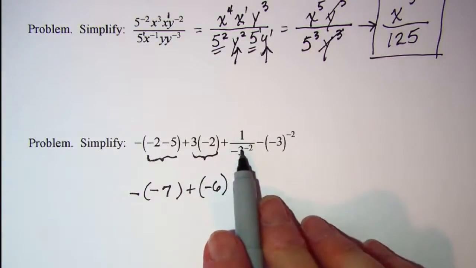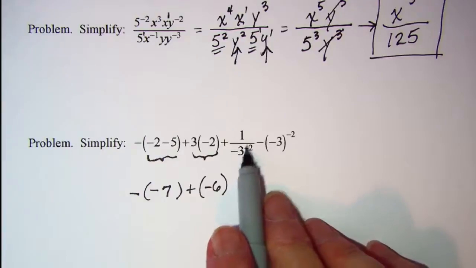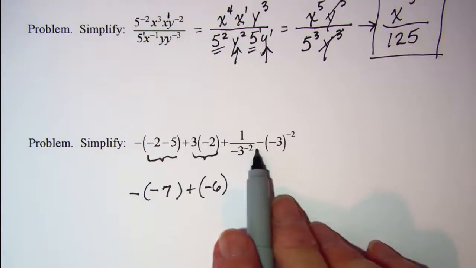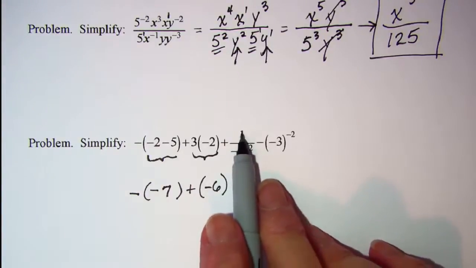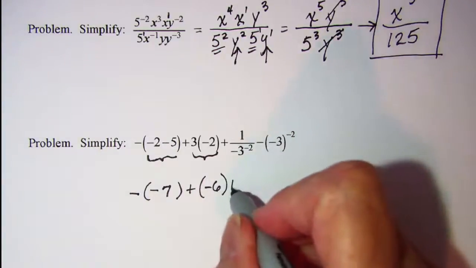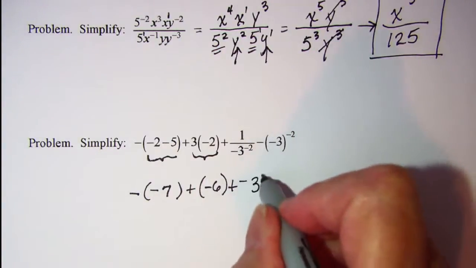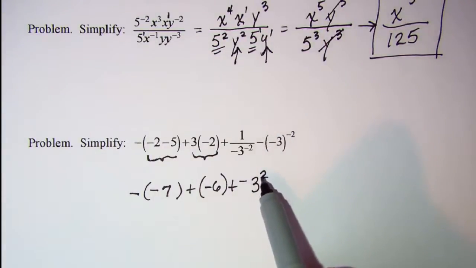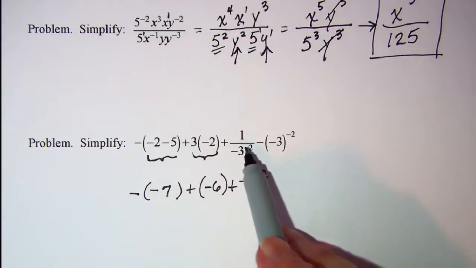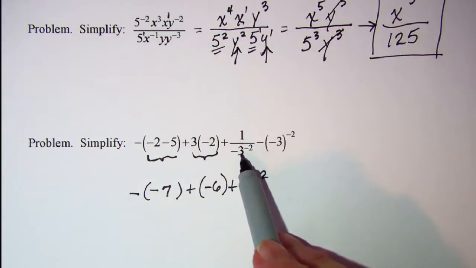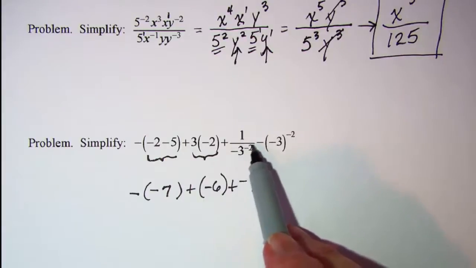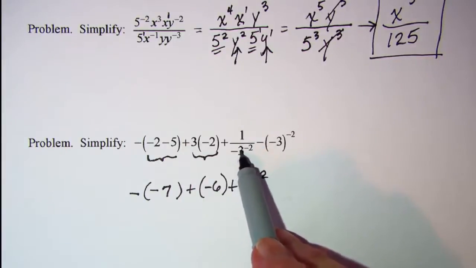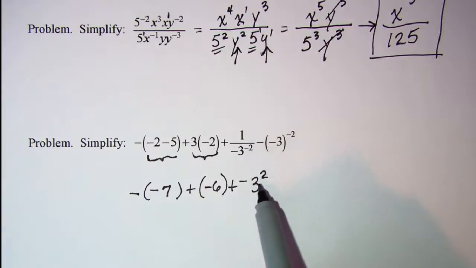And then on this one, I have a negative exponent, so I'm going to move this entire factor up to the numerator, and that's negative 3 to the second power. Notice that you don't put parentheses because this negative 2 is only attached to the 3. It's not attached to the negative 3. So when we do square, we're only going to be squaring the 3, not the negative 3.